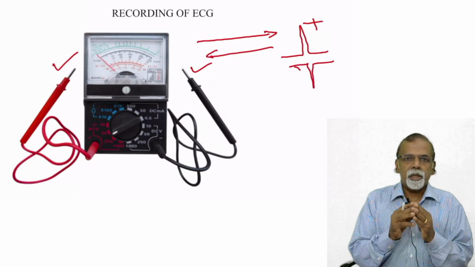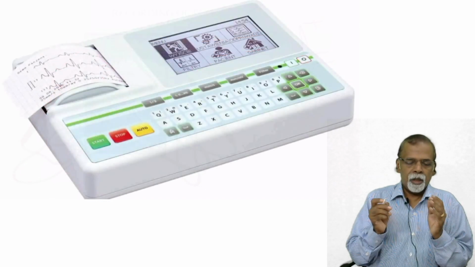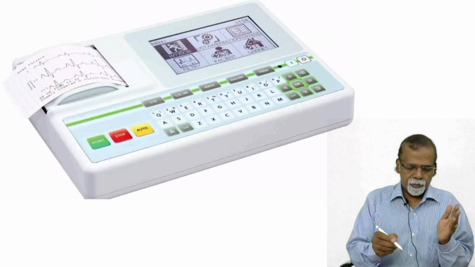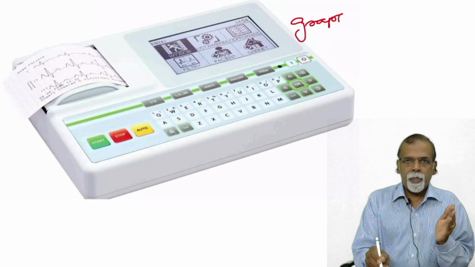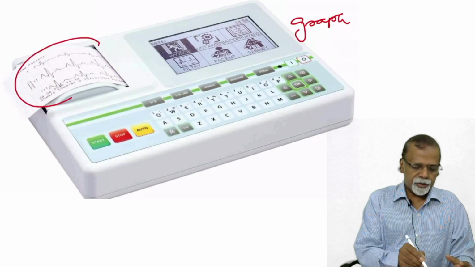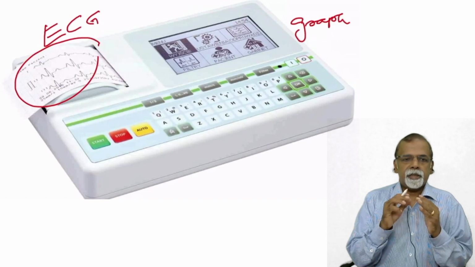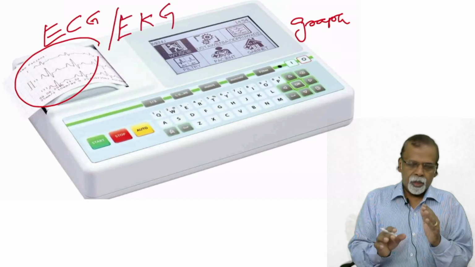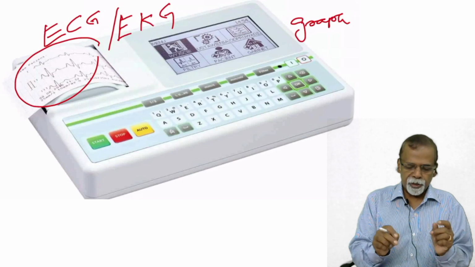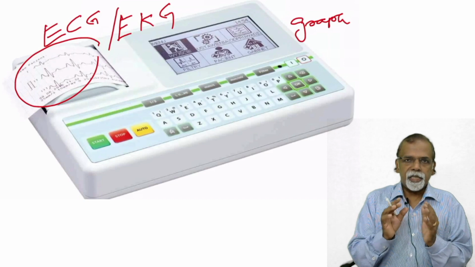This is how the electrocardiogram is recorded. And as I have already mentioned, the machine is the electrocardiograph and the recording is the electrocardiogram, ECG. In some places it is called EKG. So both are the same. And in the newer machines, with the pressing of buttons, you can change the arrangements in the machine.